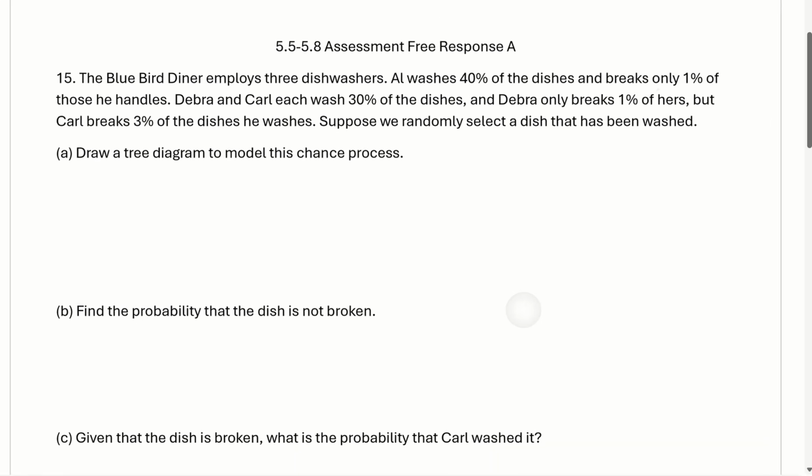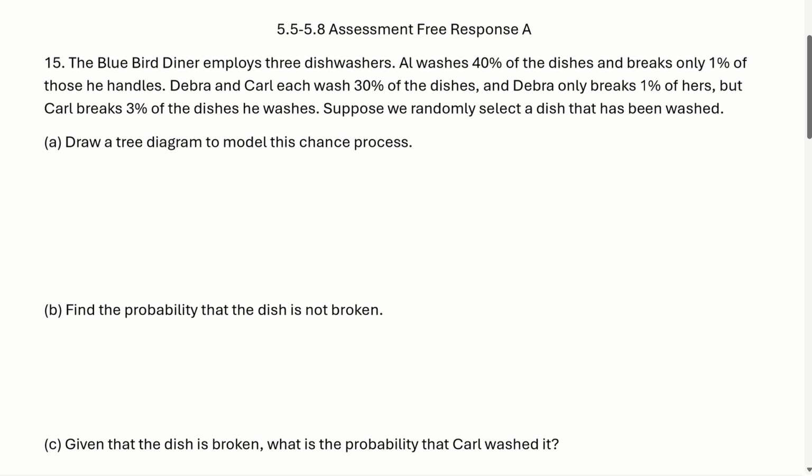All right, so we're looking at the free response questions. So starting at number 15, the Bluebird Diner employs 3 dishwashers. Al washes 40% of the dishes and breaks only 1% of those he handles. Deborah and Carl each wash 30% of the dishes, and Deborah only breaks 1% of hers, but Carl breaks 3% of the dishes. Suppose we randomly select a dish that's been washed. Draw a tree diagram to model this chance process.